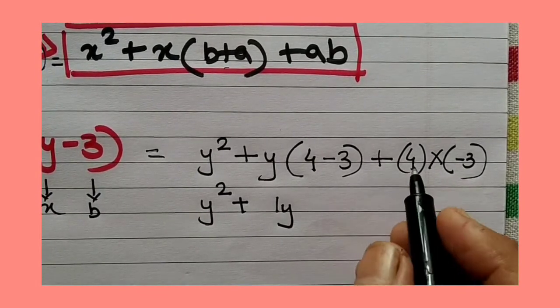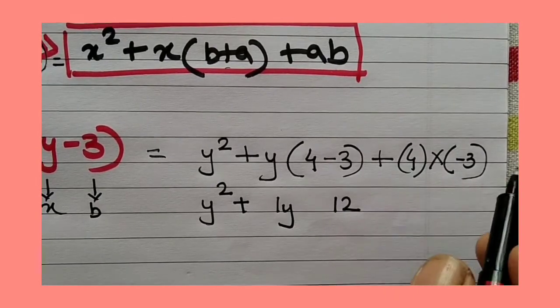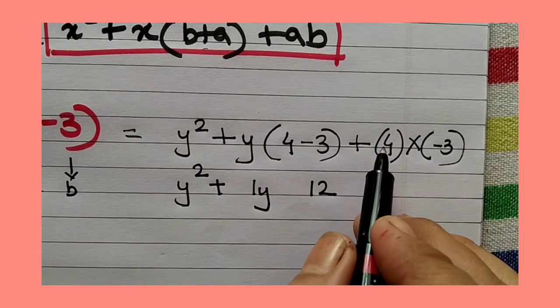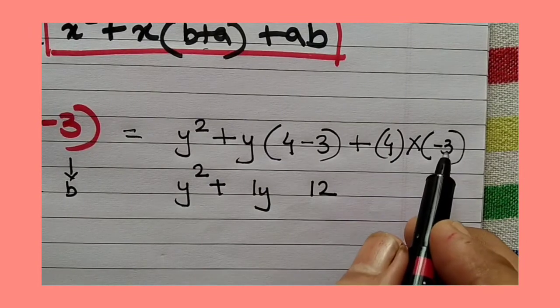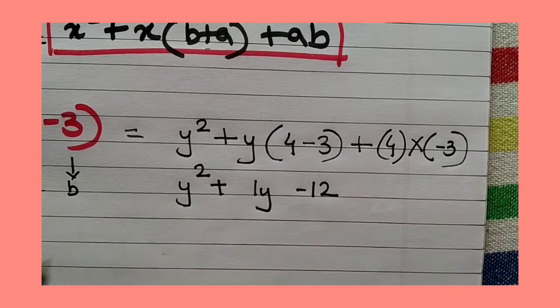Now plus 4 into 3 will be 12, right? We get 12. But what will be the sign for this 12 now? This is 4 which has a plus sign and 3 has a minus sign. So plus into minus will give us a minus.